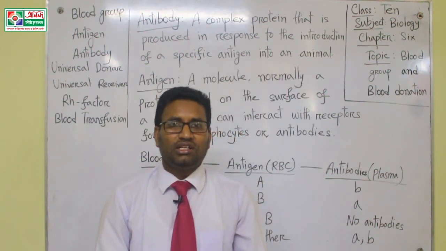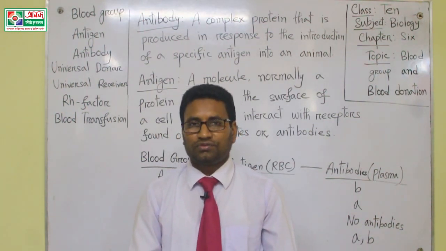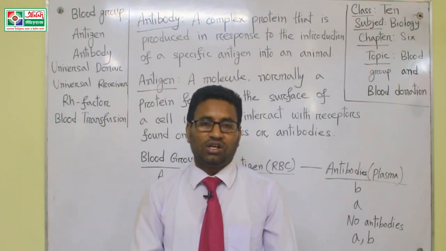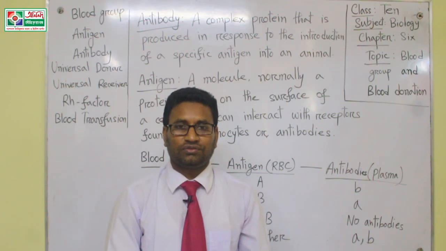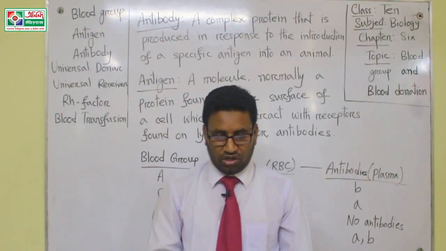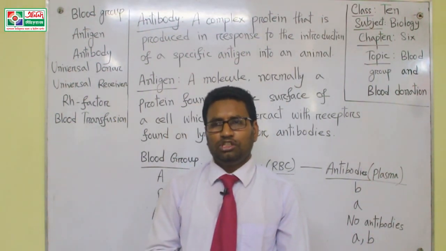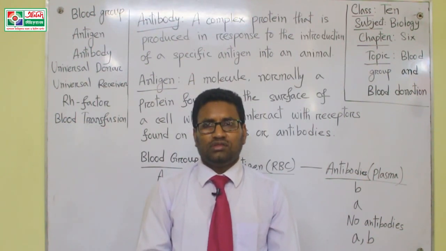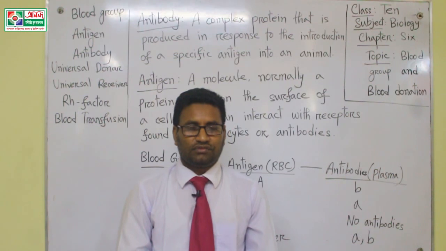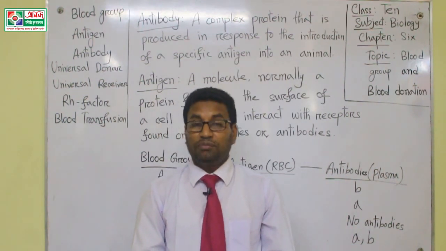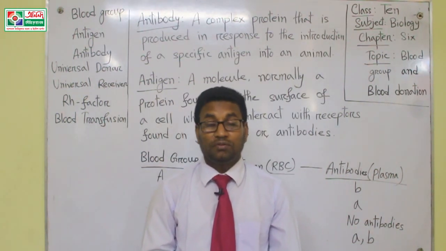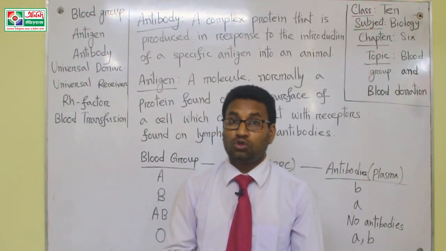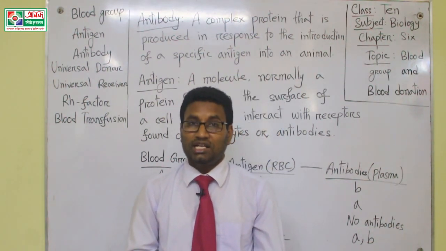Next time I will discuss the Rh factor in more detail. Today I have discussed only the definition of the Rh factor. On the basis of the Rh antigen, blood groups can be defined in this way: A positive, B positive, AB positive, A negative, B negative, AB negative, O positive, and O negative.